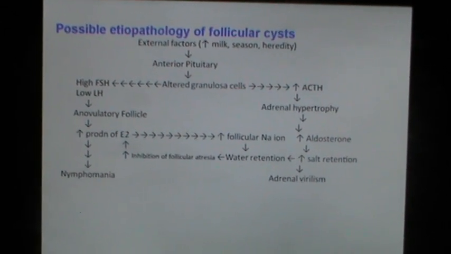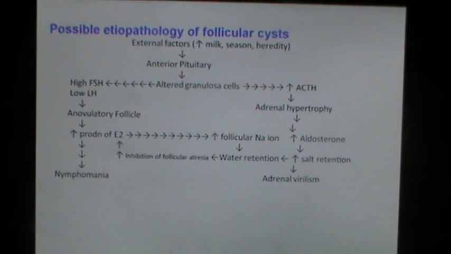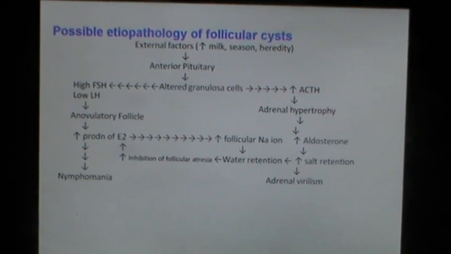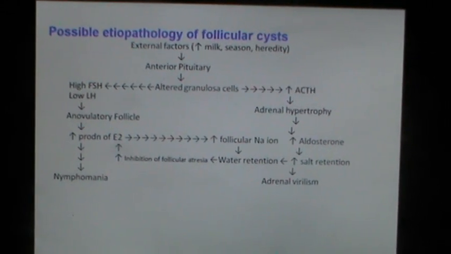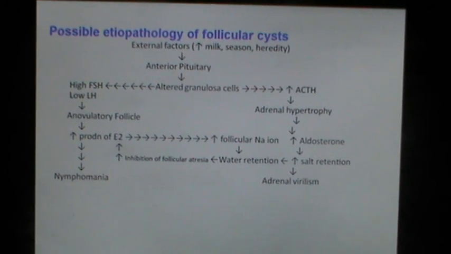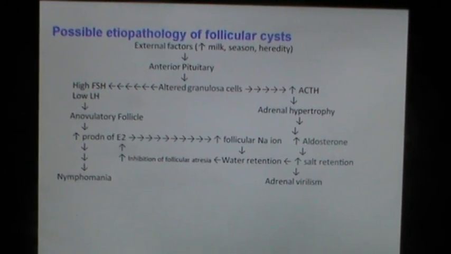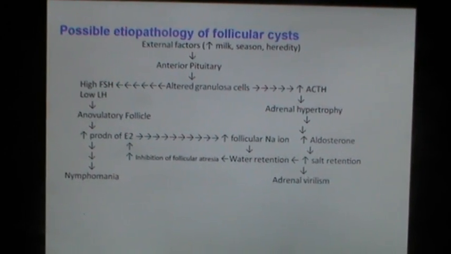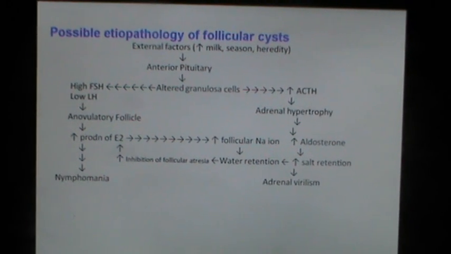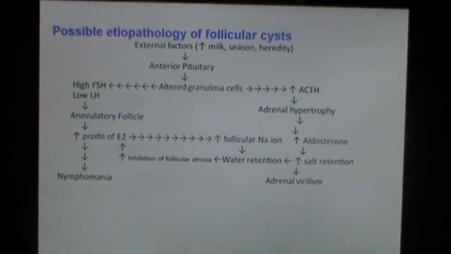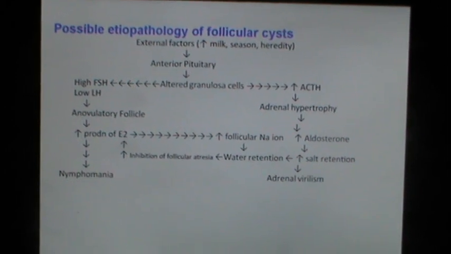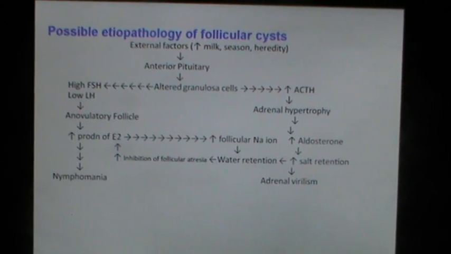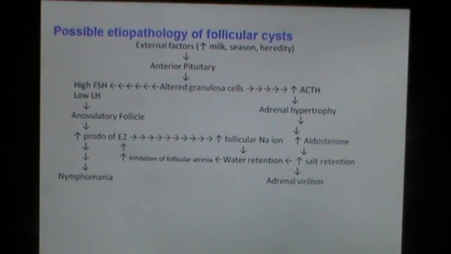The continued production of estrogen by follicular cysts will result in increased follicular sodium ion and increased water retention. This will result in inhibition of the follicular atresia, and increased production of estrogen also results in nymphomaniac behavior, what they say is the increased sexual desire of dairy cows, prolonged estrous cycles, or maybe prolonged estrous periods.